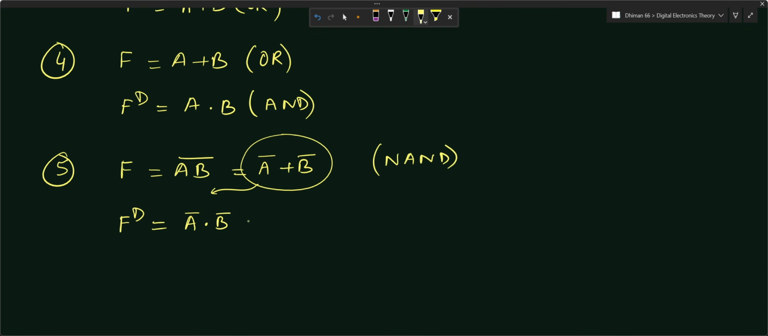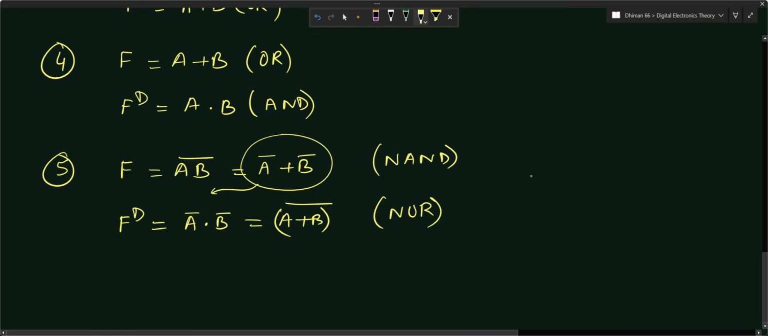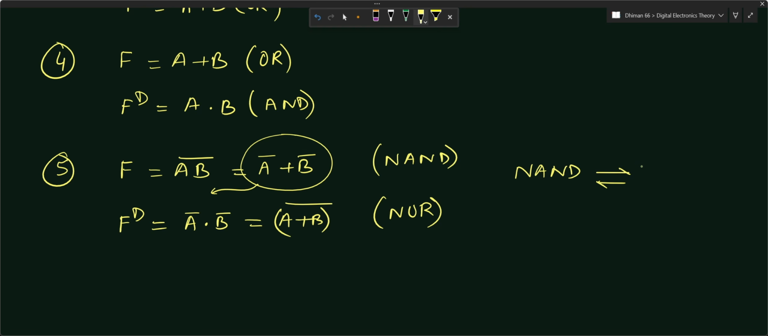So this can be rewritten, using De Morgan's theorem, as a plus b whole bar. Okay, a plus b whole bar equal to a bar dot b bar. This is De Morgan's theorem. Okay, so this is the NOR operation. So what we understand from here is that NAND gate and NOR gate are replaced by one another. In the case of the duality principle, NAND and NOR gates are interchangeable. Here we have seen it for two variables.